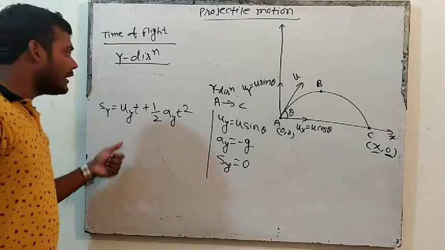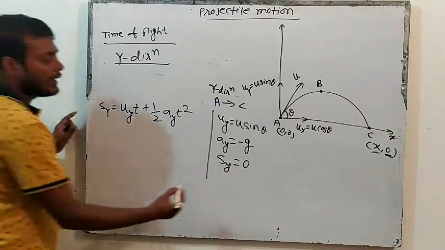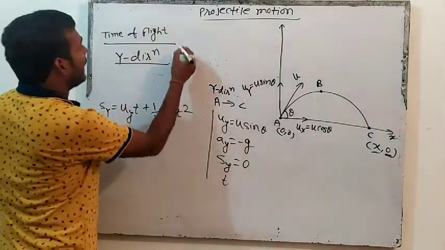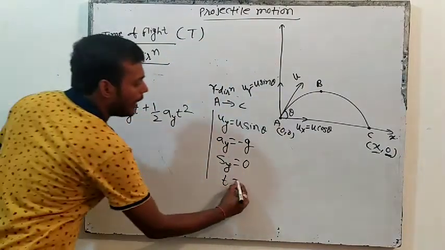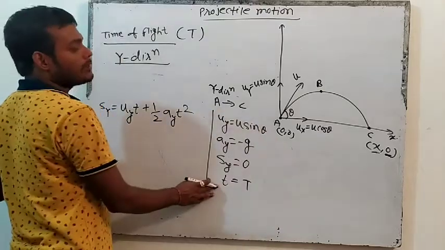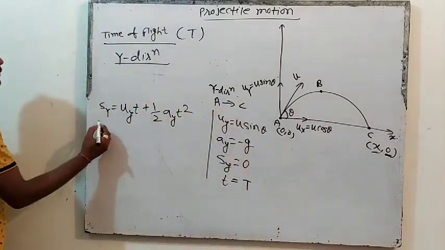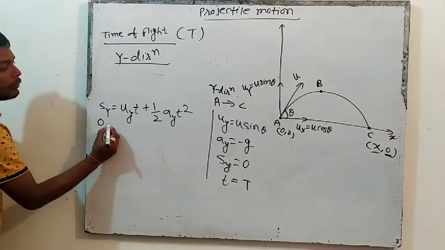Now put all the data here, and you will get the time of flight. We will write time of flight by capital T. So in the place of t we will put capital T. So Sy is how much? 0.